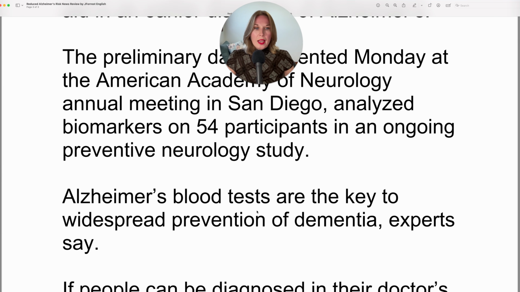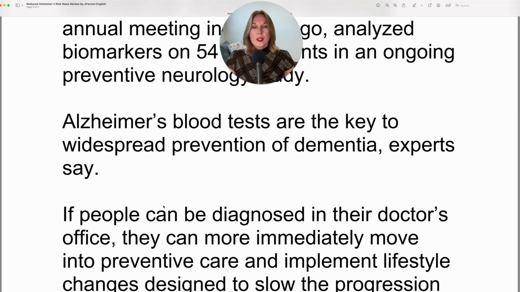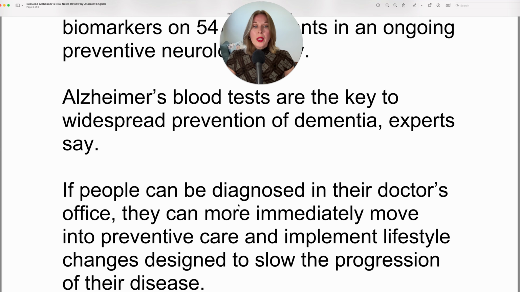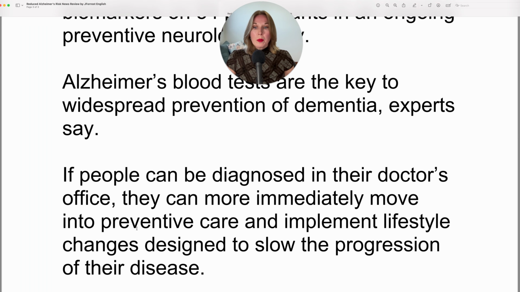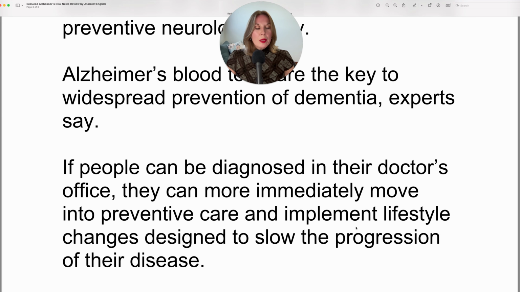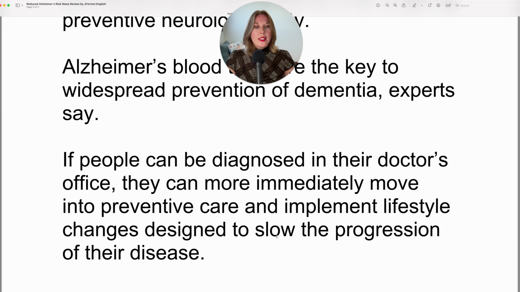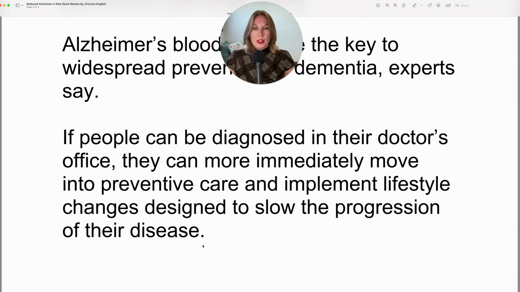Alzheimer's blood tests are the key to widespread prevention of dementia, experts say. If people can be diagnosed in their doctor's office, they can more immediately move into preventative care and implement lifestyle changes designed to slow the progression of their disease.